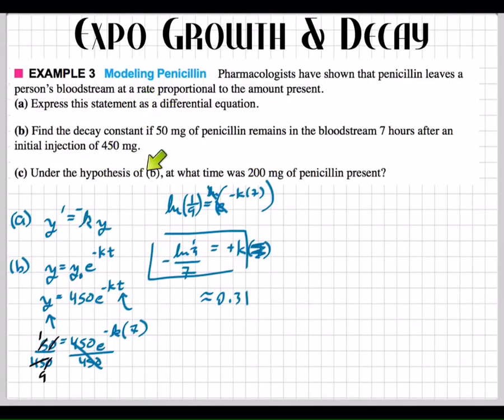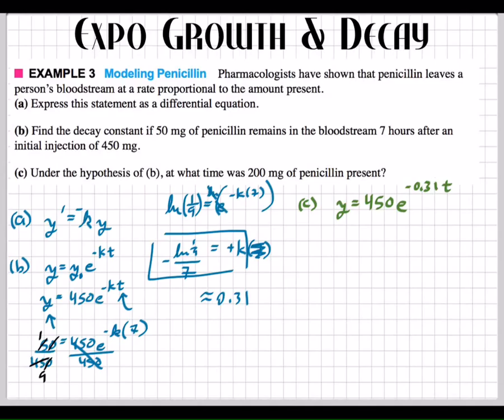Okay, under the hypothesis of B, at what time was 200 milligrams of penicillin present? And so now we're going to use our complete function, because we just completed our function. Our complete function to use for C is y equals the initial amount, which is 450, times e raised to the negative 0.31 t. Now I'm using a rounded value, which means I'm not going to get an exact answer. If you want a more exact answer, you would plug this into this exponent, which is pretty nasty looking. So for right now, let's just use the rounded number.